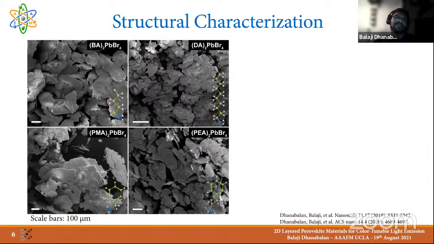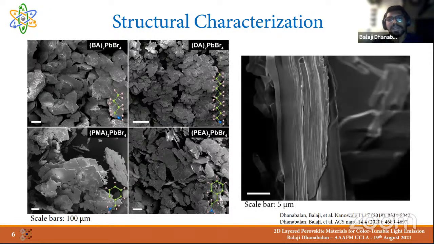These crystals, in the SEM image, are showing the platelet-like morphology with several microns in the lateral size and a very variable thickness. You can also reduce this thickness by mechanical exfoliation. And if you take a closer look, you can see the formation of these layers, like other 2D materials. This also shows the layer structure.